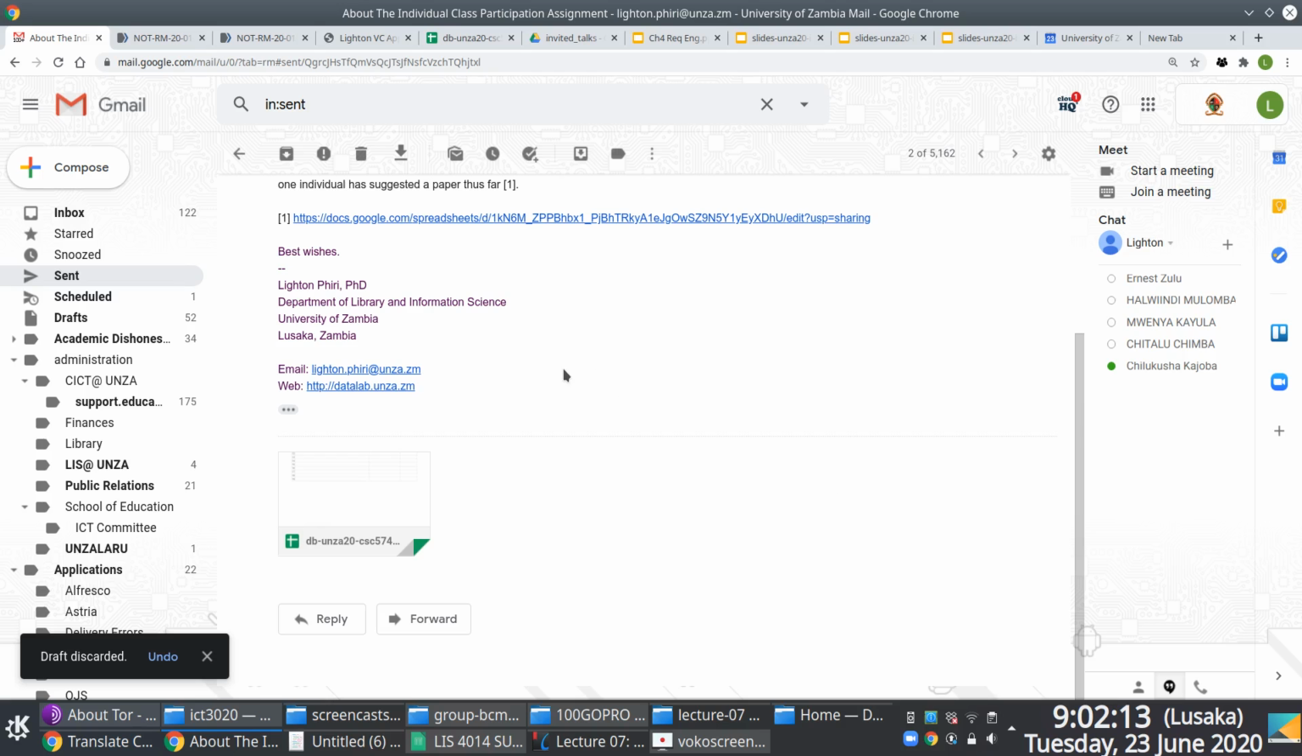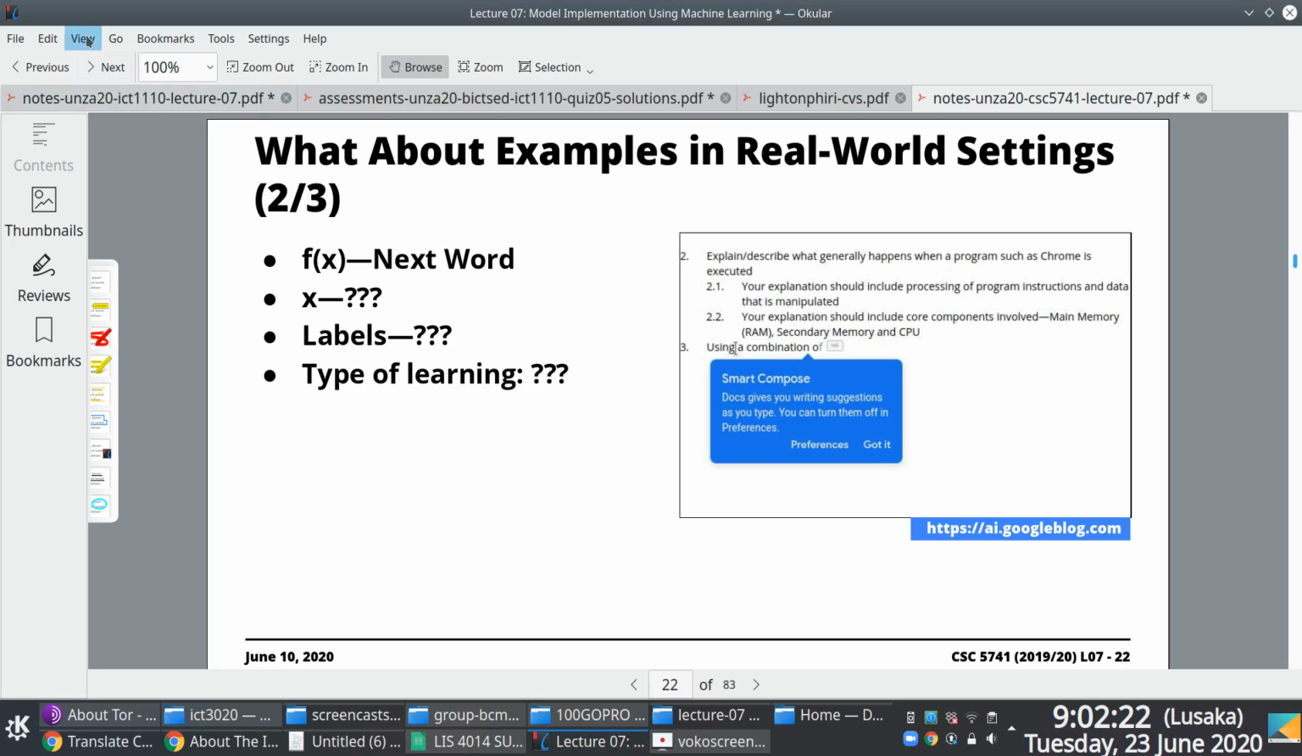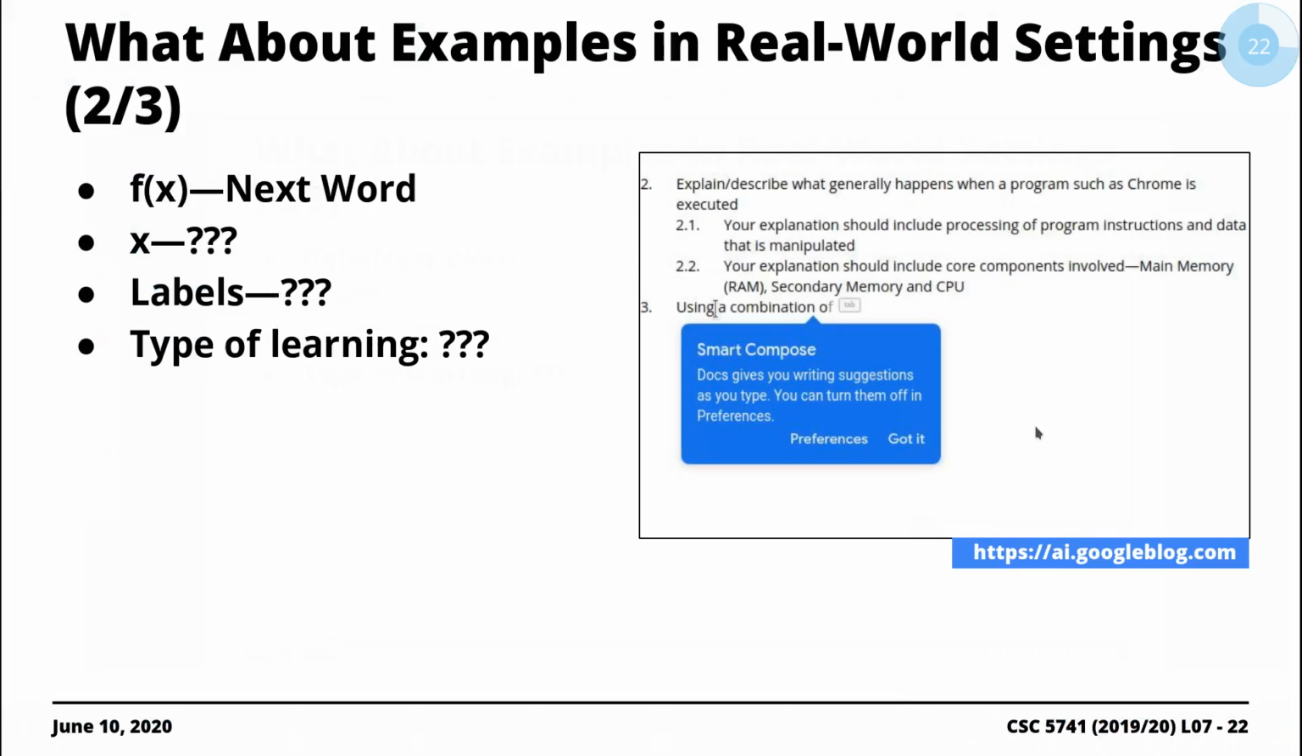But the way Smart Compose works is, it's integrated within a number of Google applications. So it's not just Gmail. You also find Smart Compose in Google Docs as well. So if you look at this image here, this is from Google Docs, right?